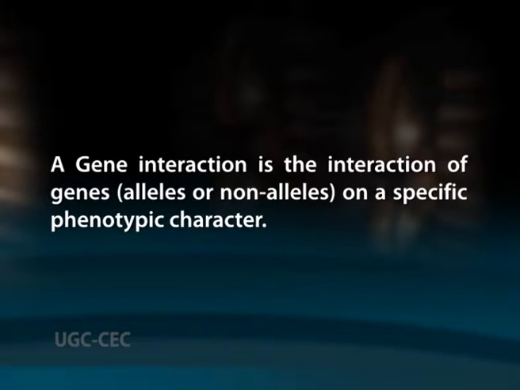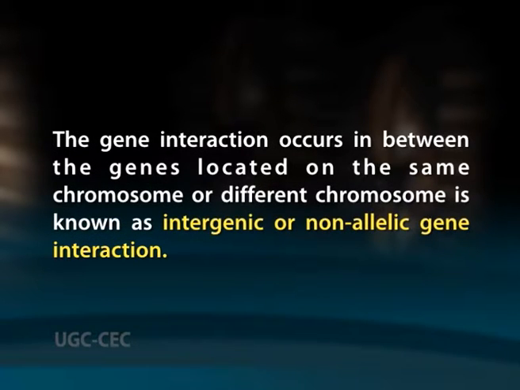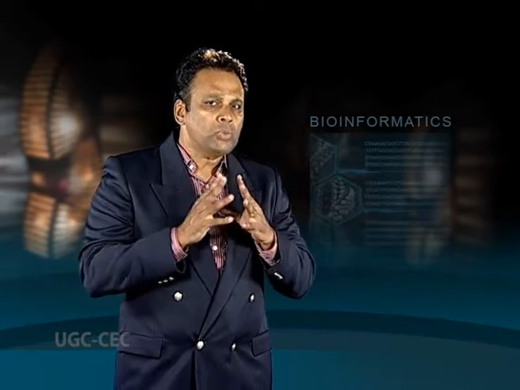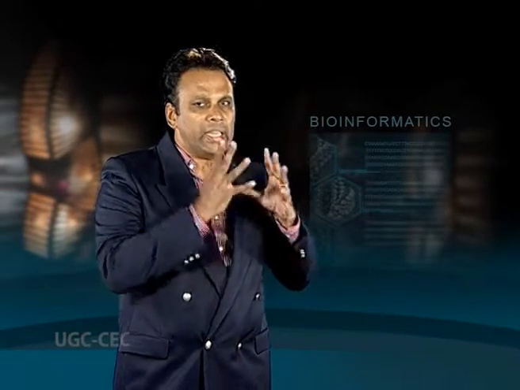A gene interaction is the interaction of genes on a specific phenotypic character. The gene interaction that occurs between genes located on the same chromosome or different chromosomes is known as intergenic or non-allelic gene interaction. The gene interaction that occurs between the two alleles of a gene is called intragenic or allelic gene interaction. A new phenotype is produced in intergenic interaction.